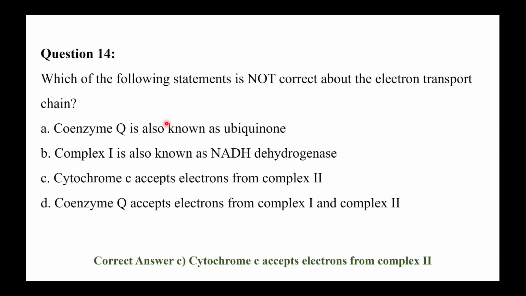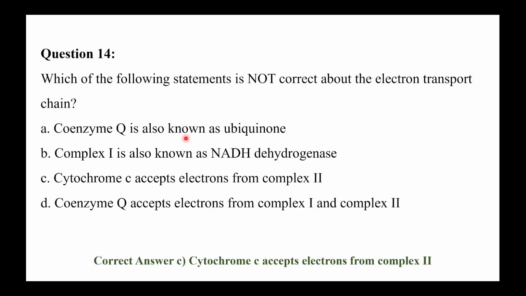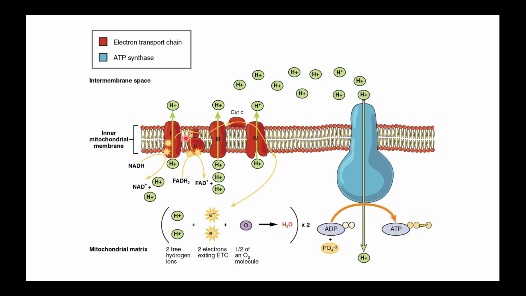In the electron transport chain I have shown you, complex 1 is called NADH dehydrogenase. It oxidizes NADH to NAD plus and takes the electrons. Complex 1 and 2 transfer the electrons to coenzyme Q, so that is a correct option. Option D is also correct. Coenzyme Q is known as ubiquinone.